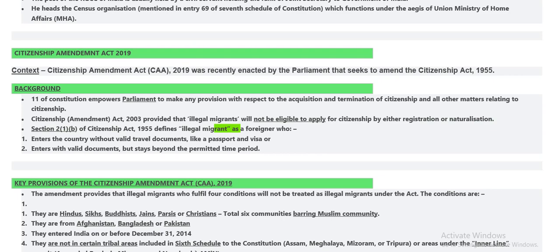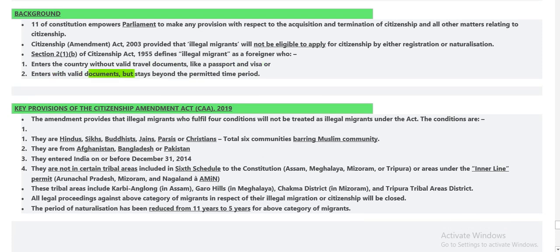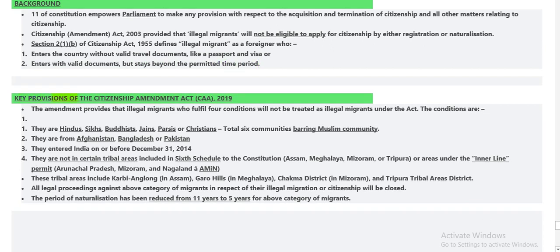Citizenship Amendment Act 2003 provided that illegal migrants will not be eligible to apply for citizenship by either registration or naturalization. Section 2(1)(b) of Citizenship Act, 1955 defines illegal migrant as a foreigner who enters the country without valid travel documents, like a passport and visa, or enters with valid documents, but stays beyond the permitted time period.